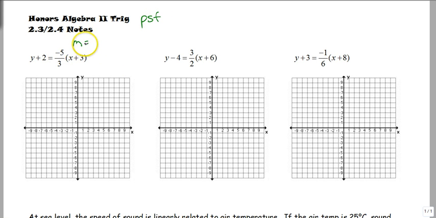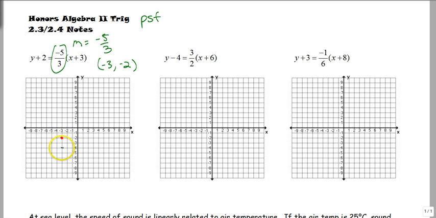For example, this is the slope. The point that's given is the opposite values. Remember, it's opposite of what is given. So the point is -3, -2. So all I do is plot that point, -3, -2, and follow my slope. My slope is -5/3.